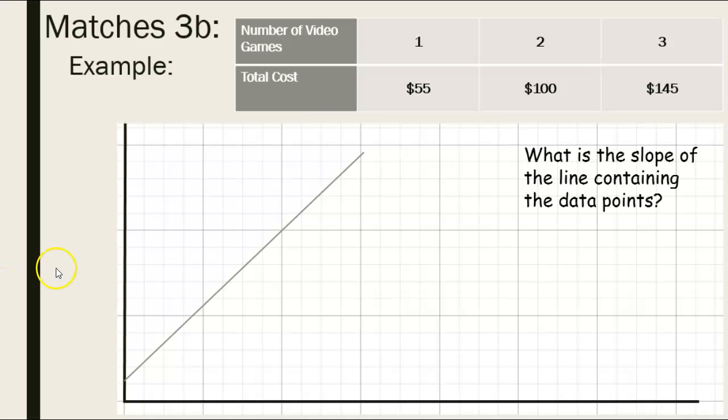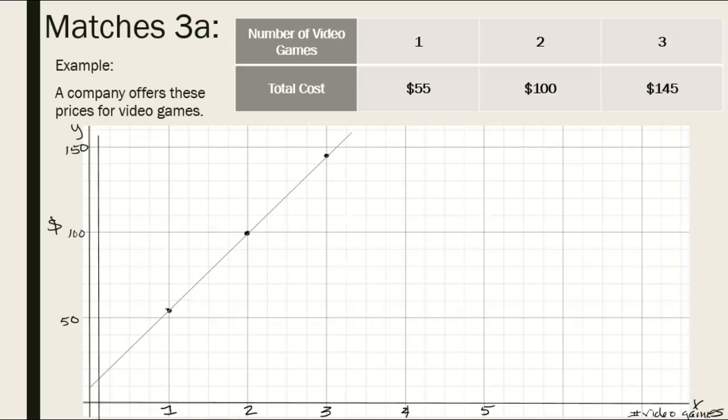Okay, let's move on. So 3B, they want to know what is the slope of the line containing the data points. I've got this set here. I think I intended for that to be put in the right spot, and it might be, but I think I'm just going to go back to the earlier graph. So what is the slope of the line containing the data points? We've got to find the slope of this line. Remember, slope is rise over run.